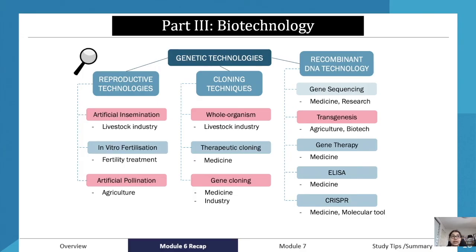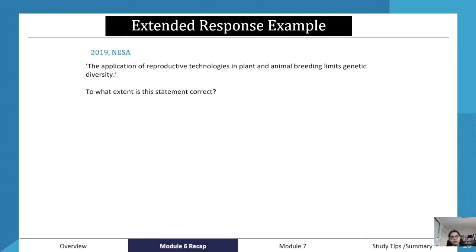And the syllabus also says including but not limited to, so it's a good idea to have some extra examples up your sleeves. And finally, we've got recombinant DNA technology. So that includes gene sequencing, which is used in medicine and research. It includes transgenesis, which is also used in agriculture and biotech. Gene therapy, ELISA, and CRISPR, which is used in medicine and is a molecular tool.